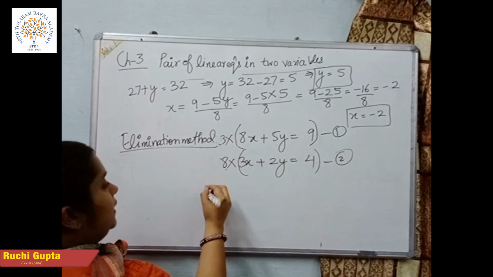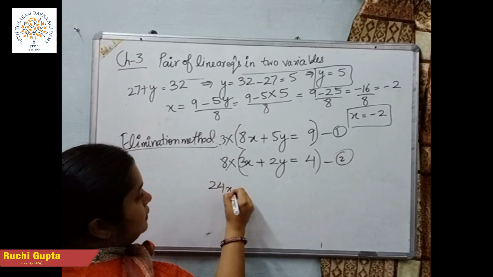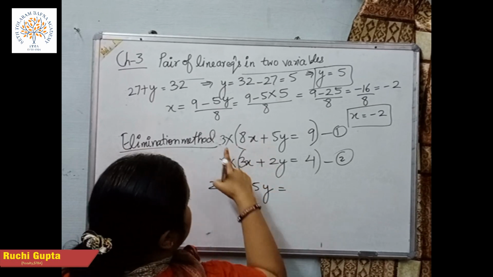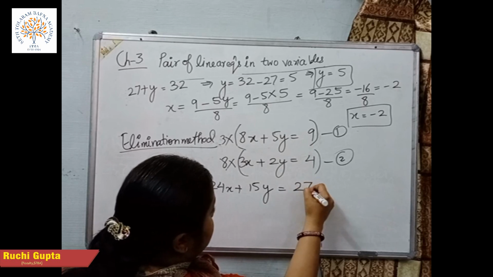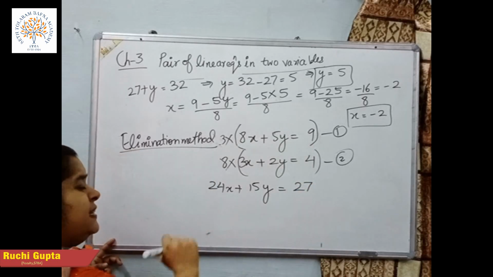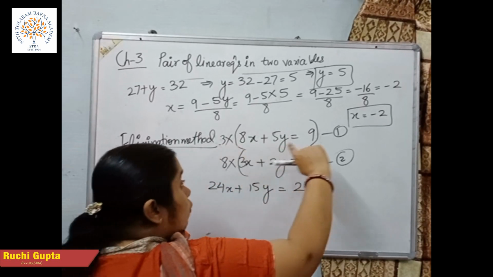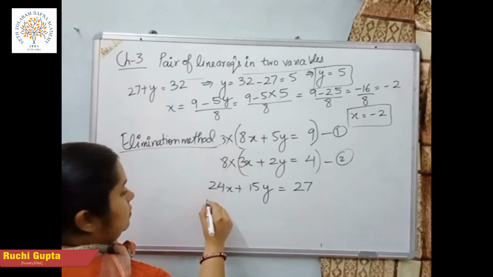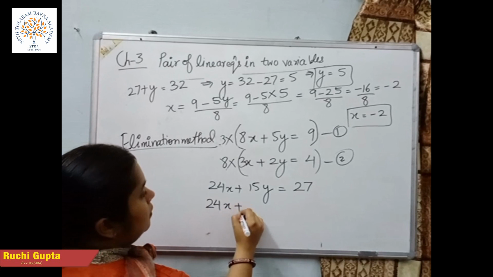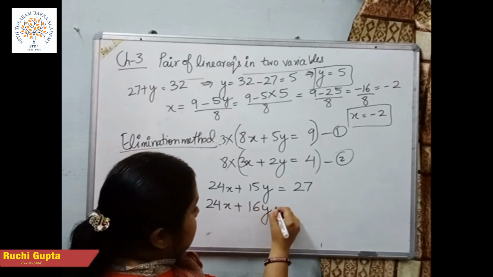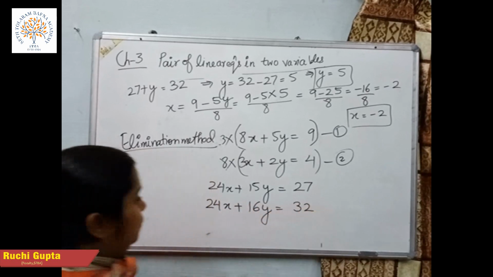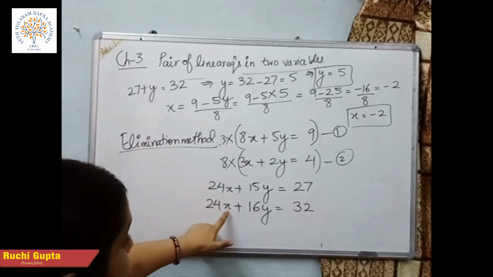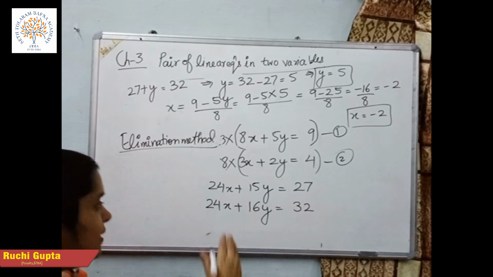Okay. So 3 8s are 24x, 3 5s are 15y and 3 9s are 27. Is that clear, students? I have multiplied the whole first equation by 3. Now the second equation. 8 3s are 24, 8 2s are 16 and 8 4s are 32. So can you see that the coefficients of x in both the equations are the same.